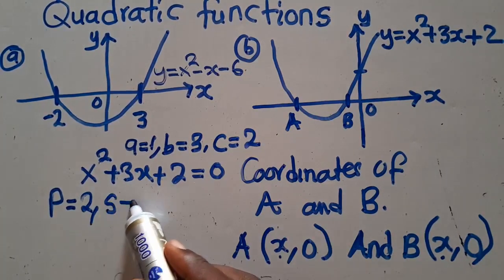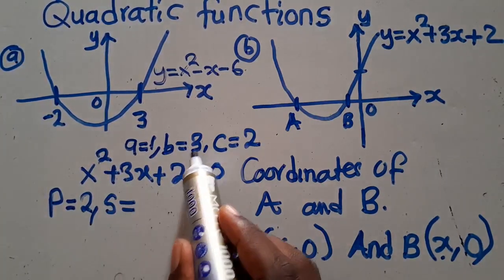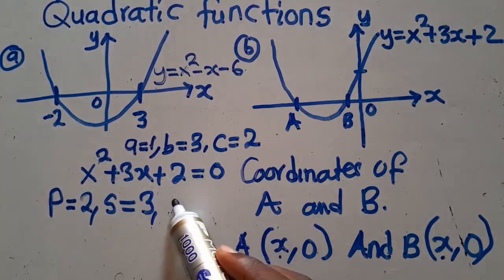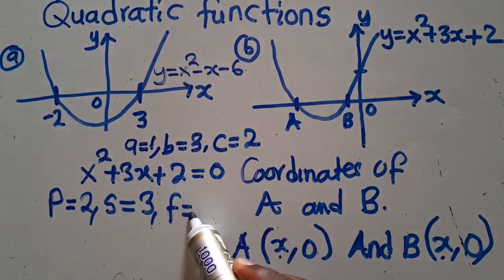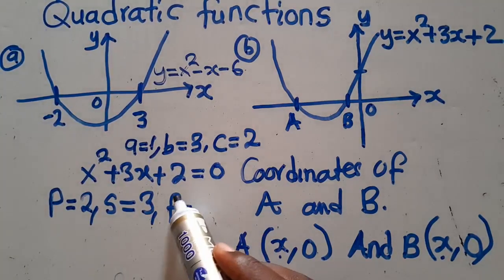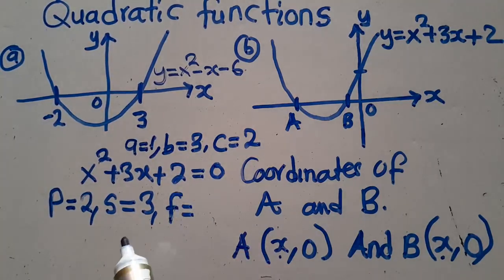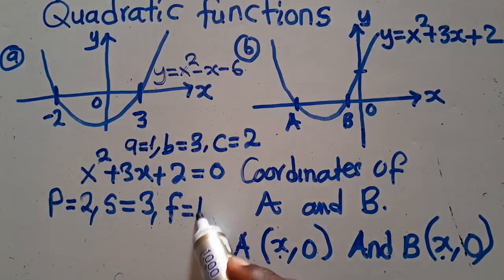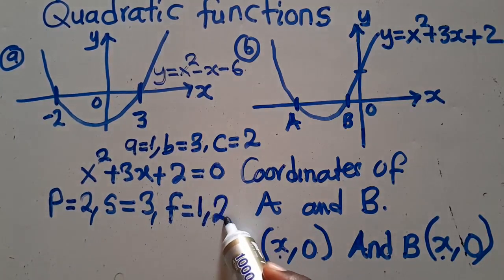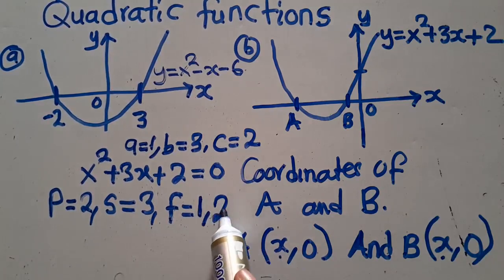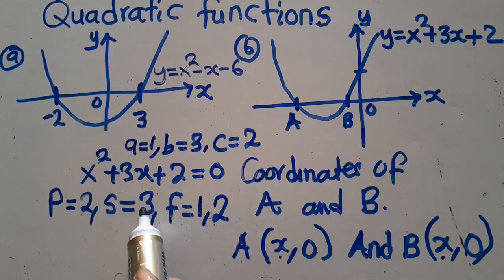How do you get the sum? The sum is just a B. What is our B? Our B is 3. What are the factors? The factors are the two numbers that you can multiply to get a 2. And if you add them, you get a 3. So just 1 and 2. If you multiply 1 times 2, you get 2. If you add 1 plus 2, you get 3.